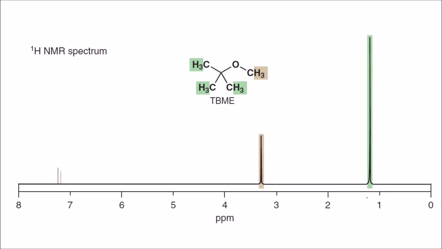Okay, so now let us see the actual spectrum. You can see here the green one, 9 protons, the height is higher, and the chemical shift value is lower because it is shielded, whereas the brown one has a greater chemical shift value and the height is lower. Okay, this is for the 1H spectrum.